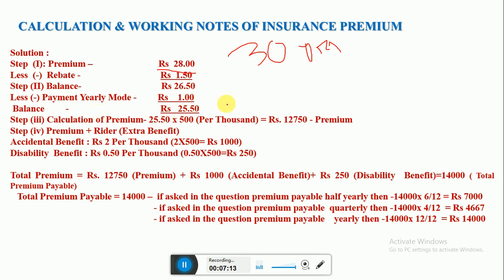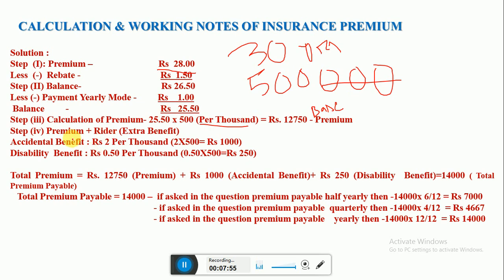The calculation of the premium is per thousand. Though it is asked as per thousand, we will cancel these 3 zeros and it will come as 500. So 25.50 into 500 is given. The premium will come around 12,750. Here it is the base premium. We have to just understand that base premium means the rider is not included.